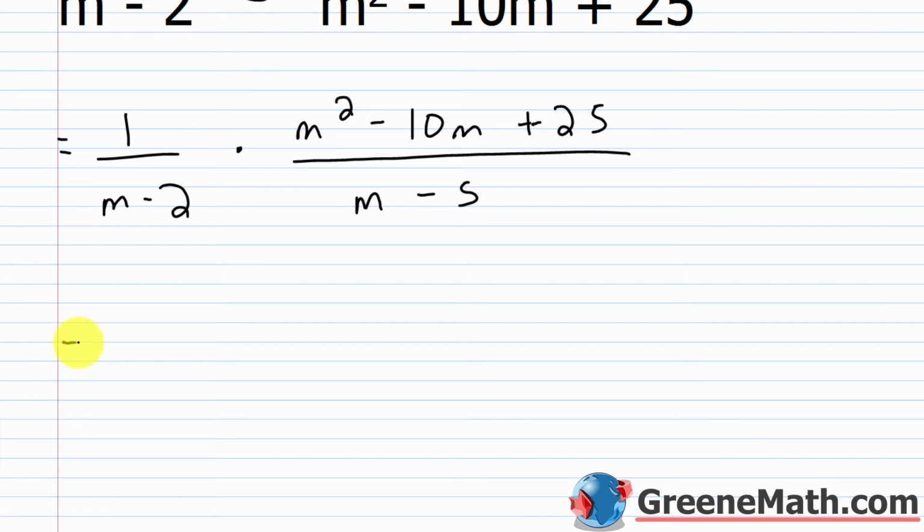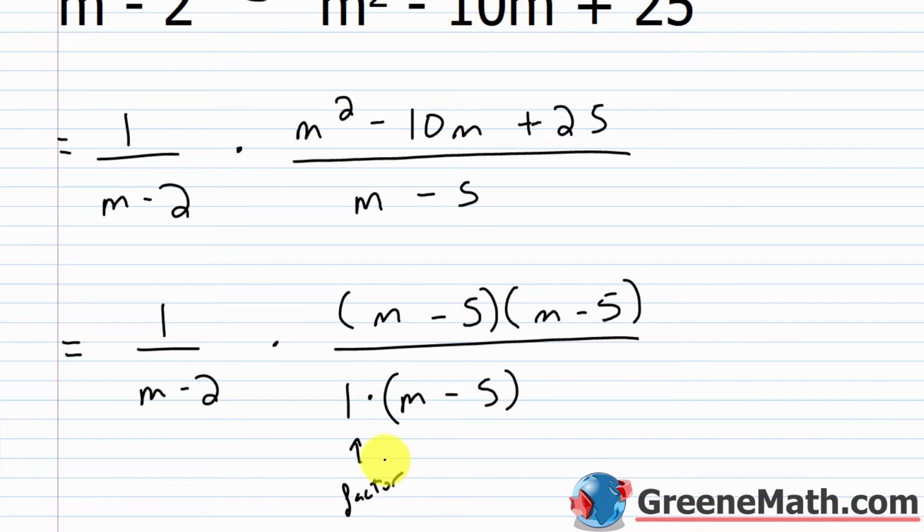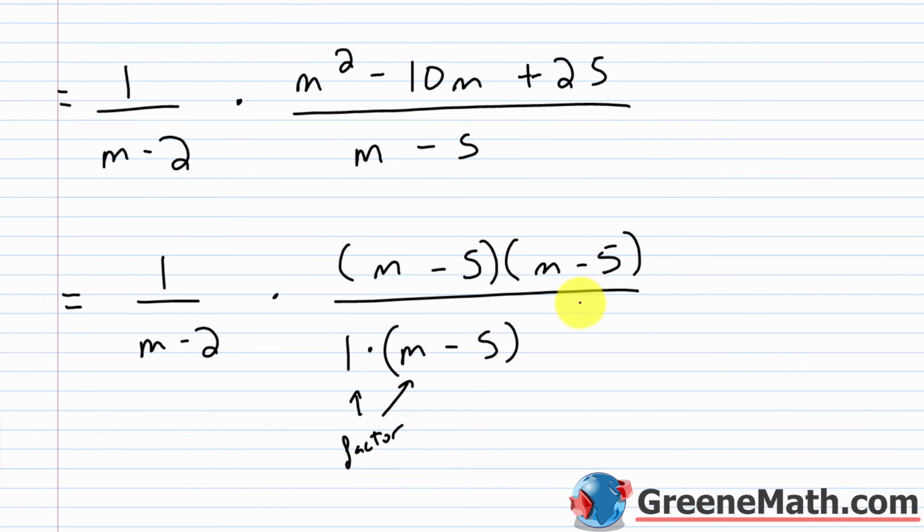So let's write equals 1 over m minus 2 times, I'm going to factor this into m minus 5 times m minus 5. And obviously I can cancel that with m minus 5 down here. And to make this obvious when you first start doing it, you can just write this as times 1, right? Anything times 1. So you can say this is a factor, and so is this. So it's 1 times that. All right, so we cancel common factors.